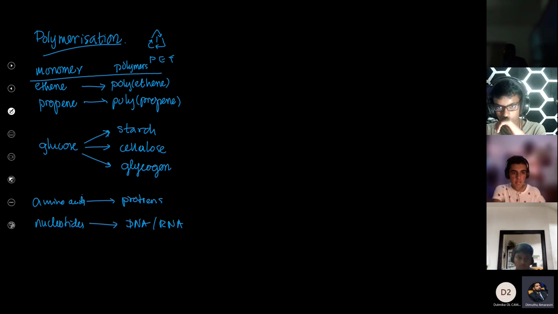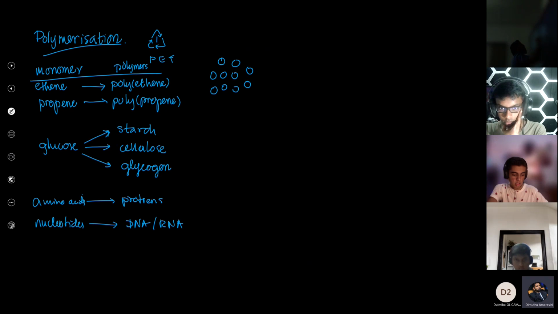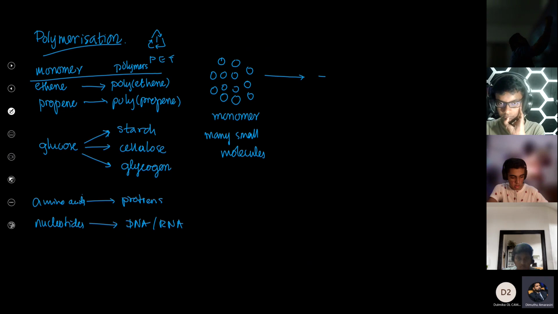But let's see an easy explanation of what a monomer or polymer is. Right? A polymer is made of monomers. Monomers are small molecules. Actually, monomer, the meaning is mono means one. Mer means part in that language. One part. So many one parts, many small molecules. Many small molecules are going to combine with each other.